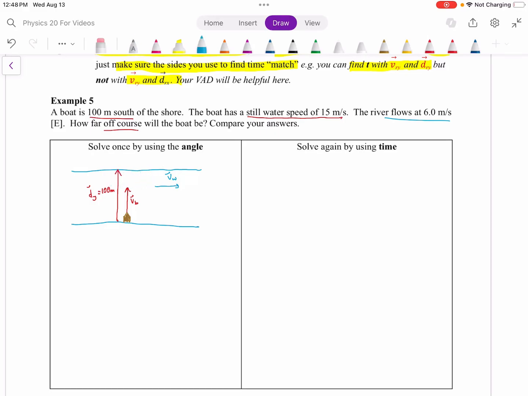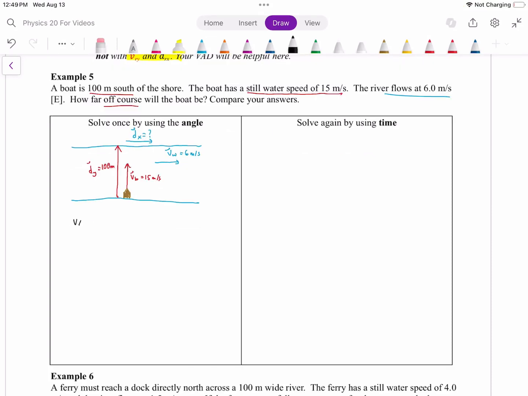What we want to figure out is how far off course, right? We want to find the x displacement. So let's draw our VADs here. And remember, we're thinking about two different vectors: displacements and velocities. So we're going to need to draw two different VADs, one for each.